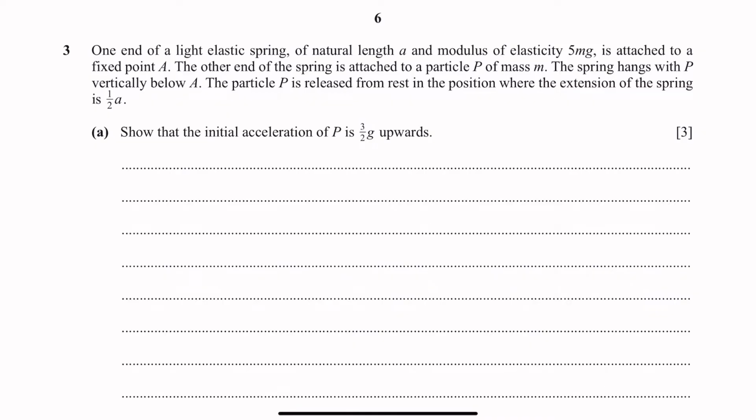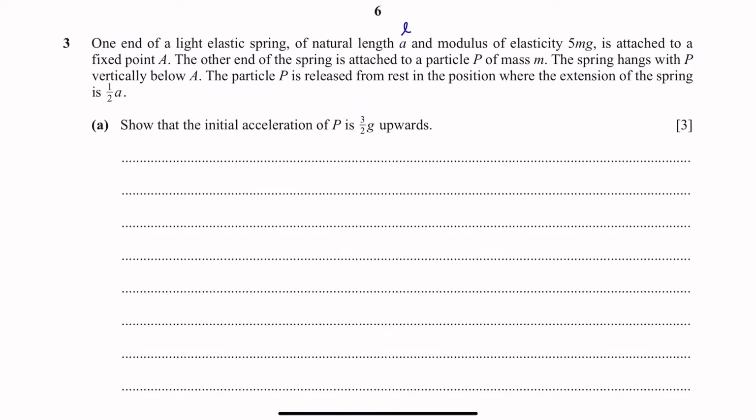Question 3. One end of a light elastic spring of natural length a, so this would be our natural length, and modulus of elasticity 5mg, is attached to a fixed point A. The other end of the spring is attached to a particle P of mass m. The spring hangs with P vertically below A, and P is released from rest in the position where the extension of the spring is 1/2 a. Show that the initial acceleration of P is 3/2 g upwards.